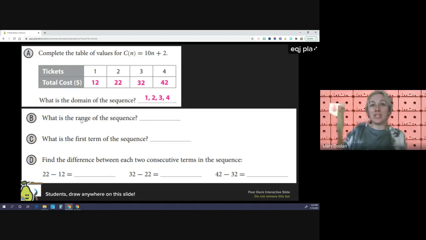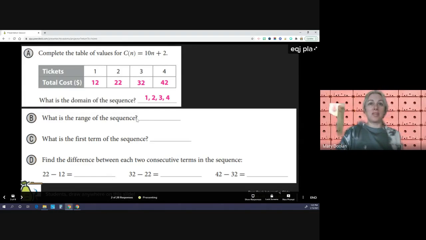So the range of the function is going to be the range of our sequence. And so if the domain was 1, 2, 3, 4, the range is these numbers: 12, 22, 32, 42. All right, so even if you don't understand how to do any of the rest of this, right here for range, you're going to type 12, 22, 32, 42. That's our range. Domain and range, input and output, x's and y's, different ways of referring to the same thing.